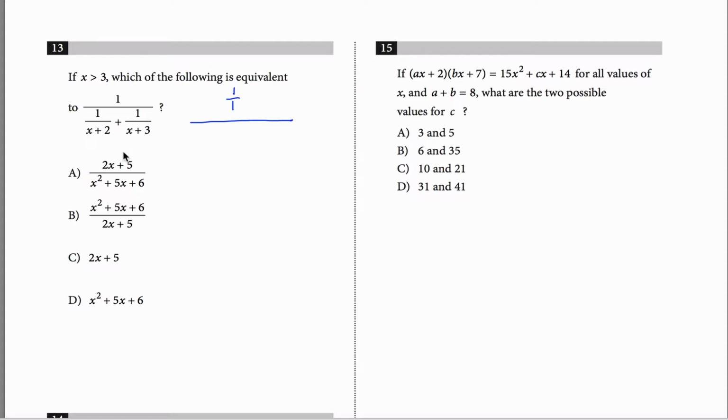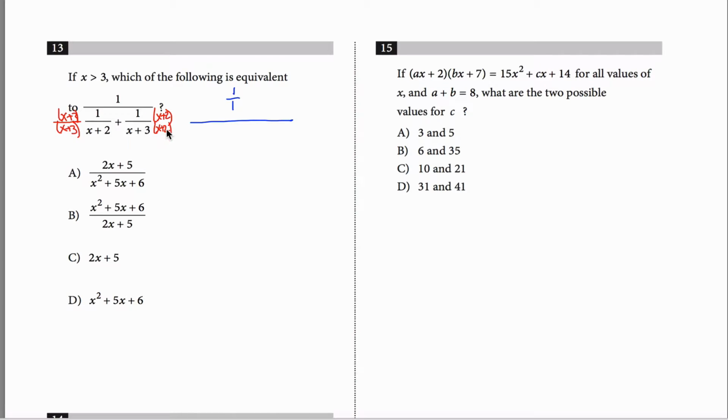Anyways, to add these together, we need a common denominator. The least common denominator will be x plus 2 times x plus 3. To get these guys to have a common denominator, I'll multiply this fraction here by x plus 3 over x plus 3, and this fraction here by x plus 2 over x plus 2. Note that this thing in red here is just equal to 1. A fraction, when the top is the same as the bottom, is just equal to 1. So I'm just multiplying by 1. I'm not changing the value of anything. That's why I read it all out like this, so I can remind myself that I'm not changing any values.